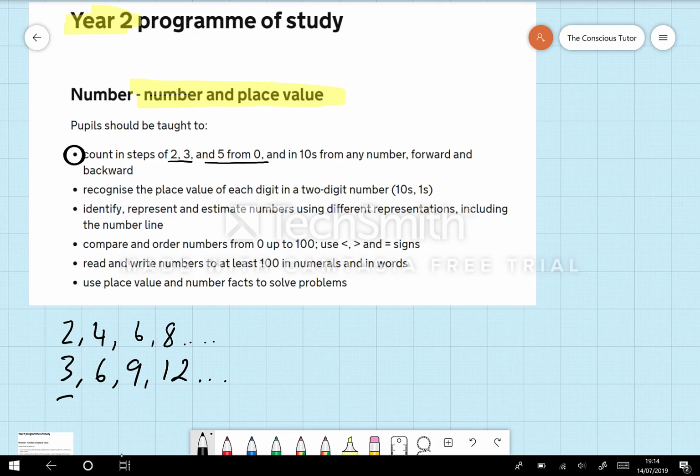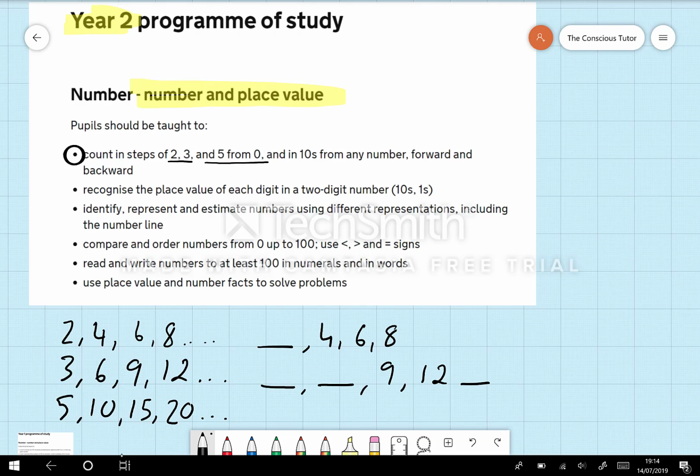So counting in steps is basically 2, 4, 6, 8, etc. 3, 6, 9, 12, 5, 10, 15, 20. So that's your 2, 5 and 3 times tables, but in year 2 it introduces counting, so introducing that repeated adding. You can have missing sequences like something, 4, 6, 8, something, something, 9, 12, something, 18. So children work out what is the missing number.